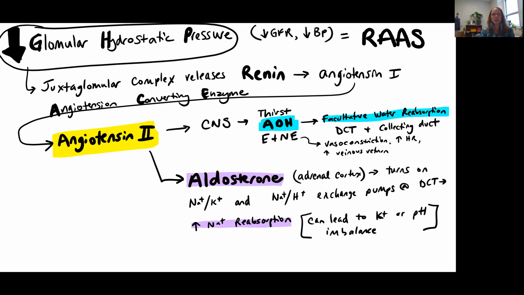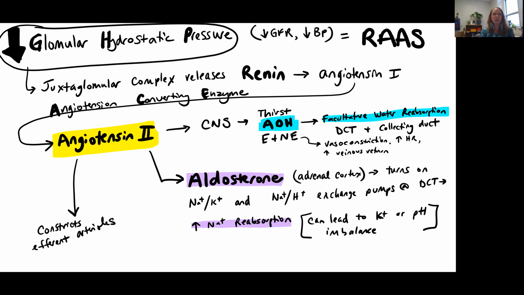We also see that angiotensin 2 will trigger the release of aldosterone from the adrenal cortex. This is going to turn on the sodium-potassium and the sodium-hydrogen ion exchange pumps at the distal convoluted tubule. This will cause an increase in sodium reabsorption, which, remember, is going to help pull more water back into the bloodstream. Also, pay attention that aldosterone, because we're exchanging sodium for both potassium and hydrogen, can lead to both potassium and pH imbalances. So there's a risk there.